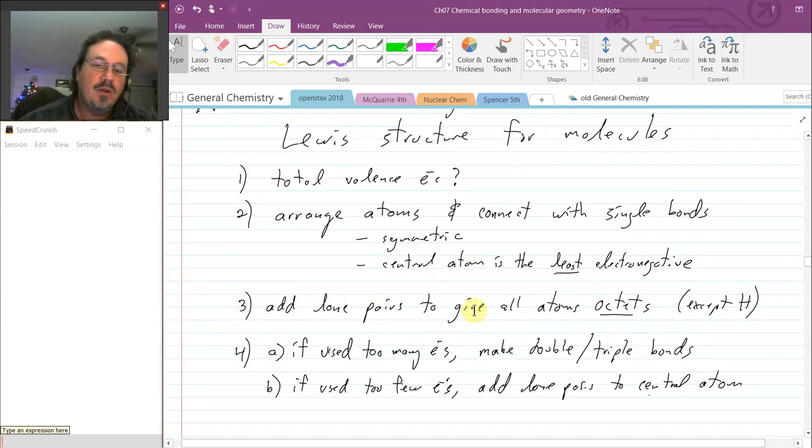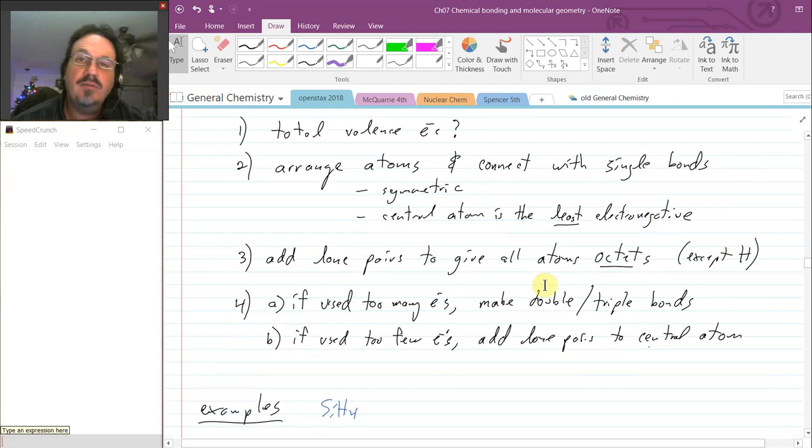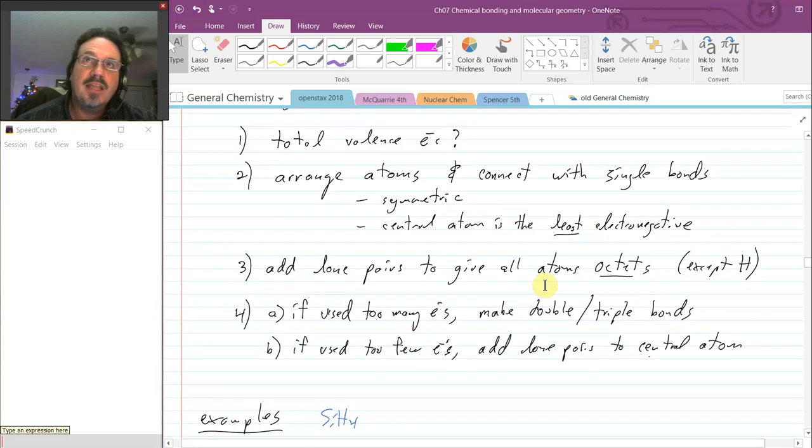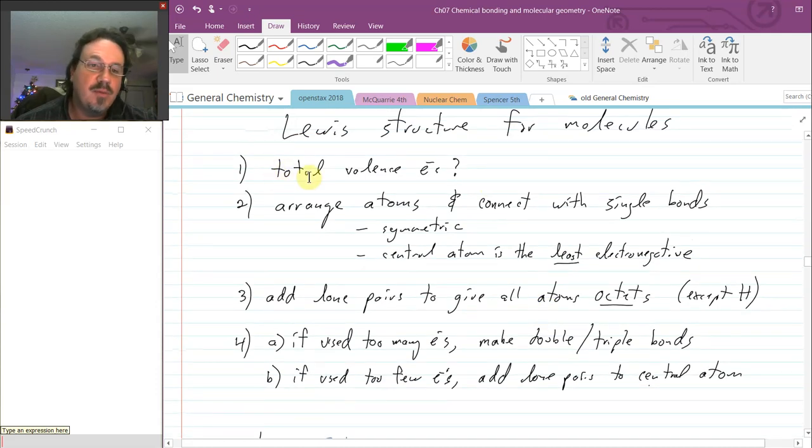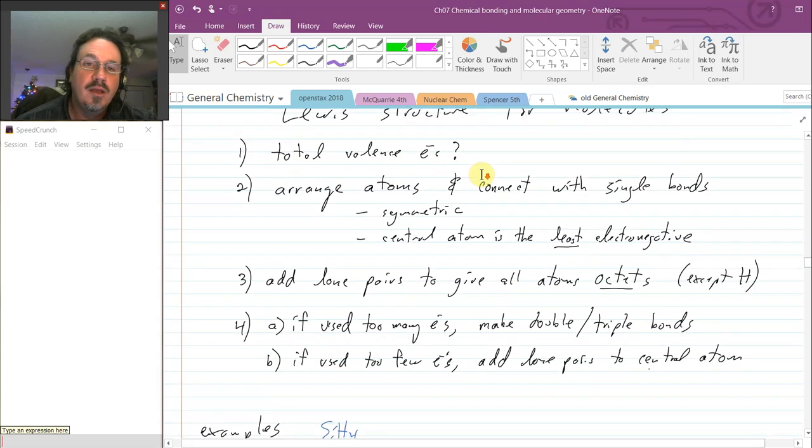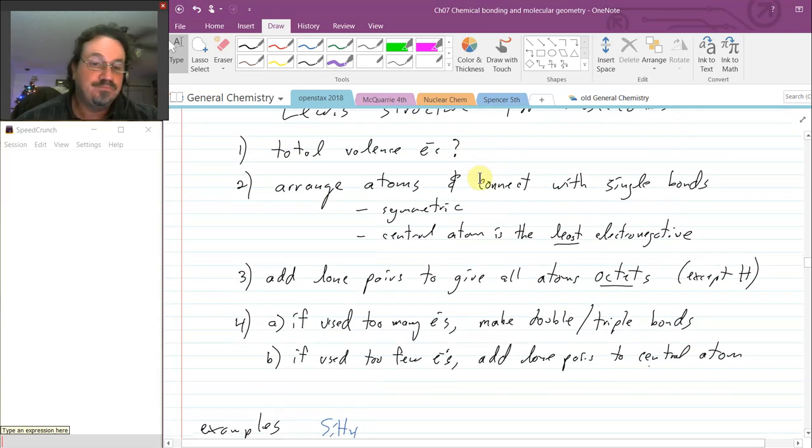Number three, add lone pairs to give everybody an octet. That's what we're after, right? Noble gas ones, except for like hydrogen, it only gets 2 electrons, right? But octets for everybody. Just add those electrons on. And then number 4, count the number of electrons you've used. If it equals what you came up with in step 1, the total that you had available, then you're probably done. Looks good.